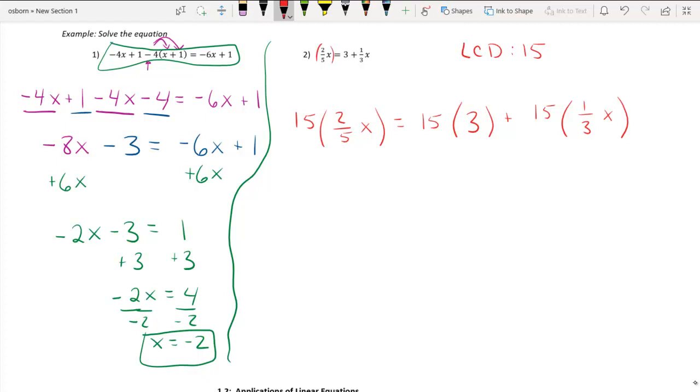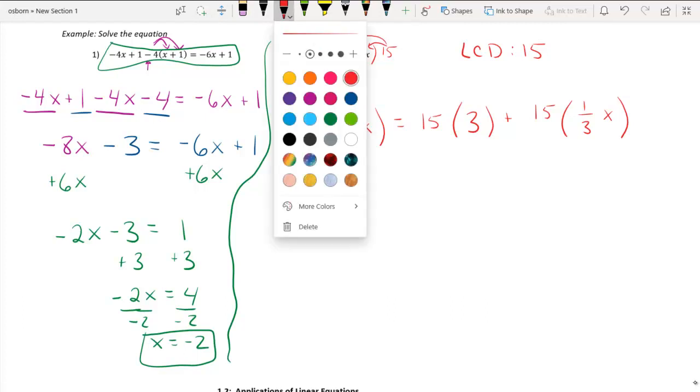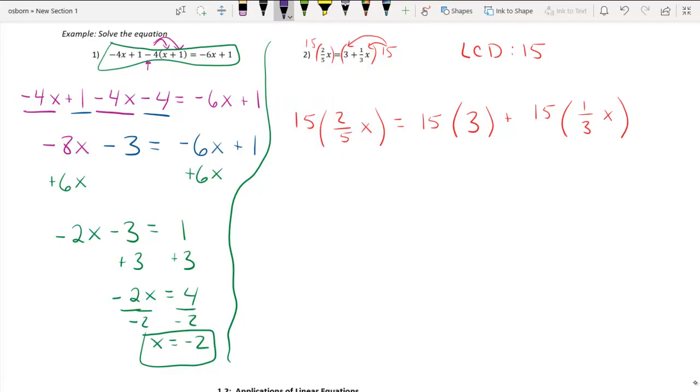So I just took both sides and multiplied it by 15. I had to take the 15 and multiply it by the 3 and the 15 multiplied by the 1/3 x because I had to distribute that 15. So that's where those values come from. Now the whole idea of why I multiplied by the least common denominator is so that I could get rid of those fractions. So if I look, I see that 5 goes into 15 3 times. And then over here, 3 goes into 15 5 times.